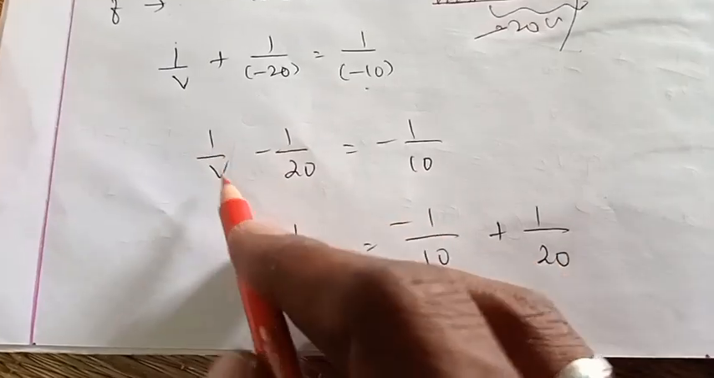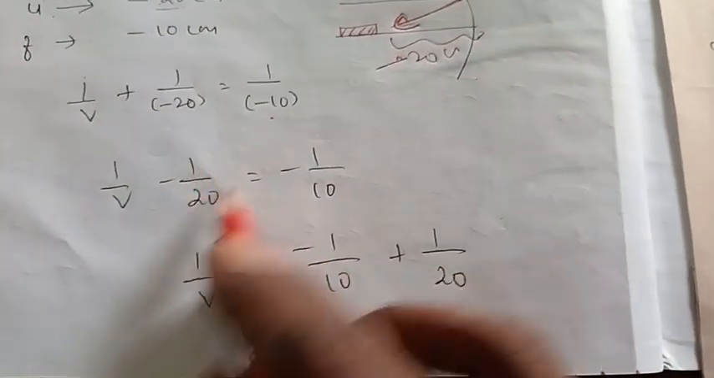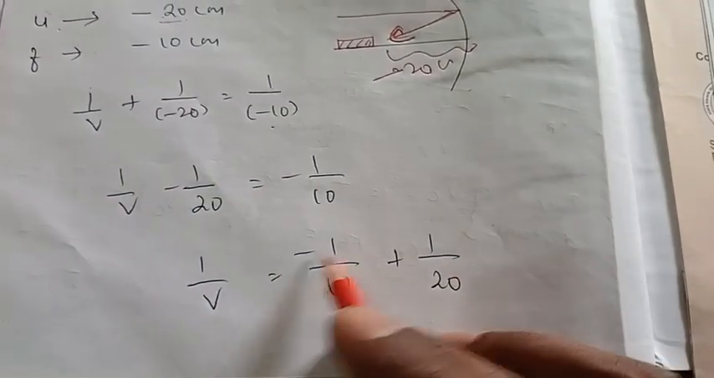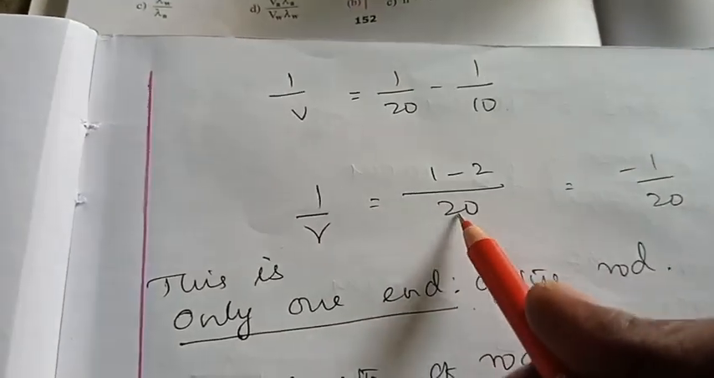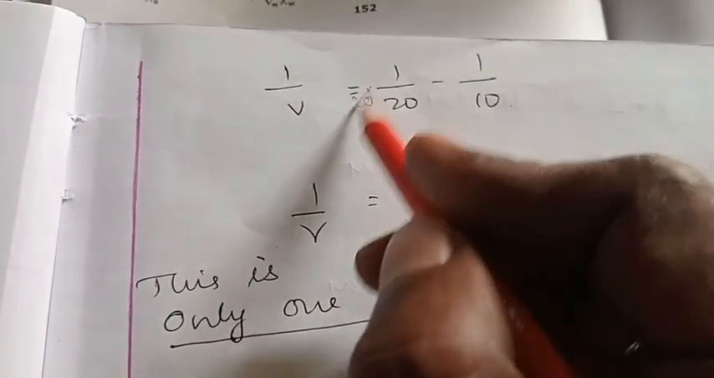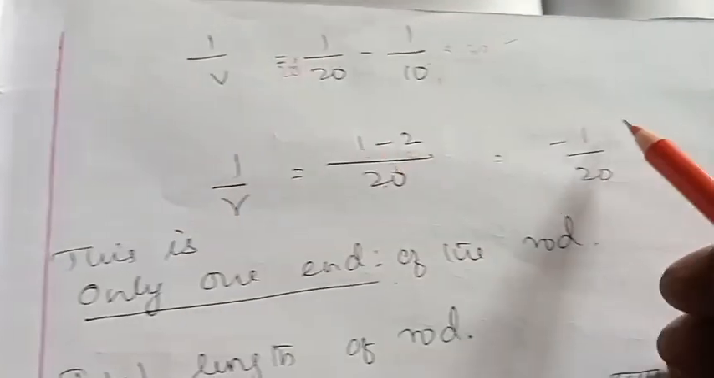So very simple simplification: 1 by v minus 1 by 20 equals minus 1 by 10. So 1 by v is equal to minus 1 by 10, and the minus 1 by 20 going to the other side becomes plus. So minus 1 by 10 plus 1 by 20. Taking the LCM of 20 and 10, the LCM is 20. So take this 20 and multiply with this 20 here. 20, 20 cancel, remaining 1. One tens are 10, two tens are 20, so minus 2 plus 1, minus 1 by 20.